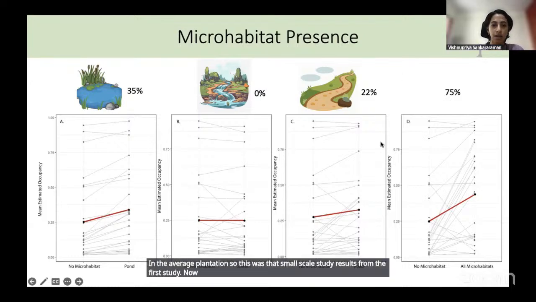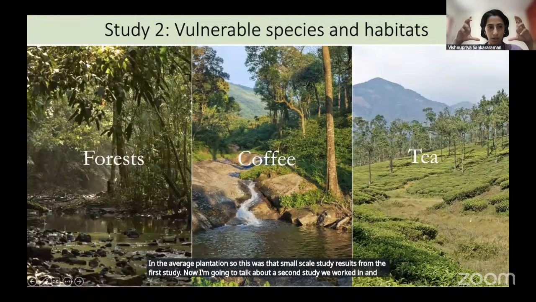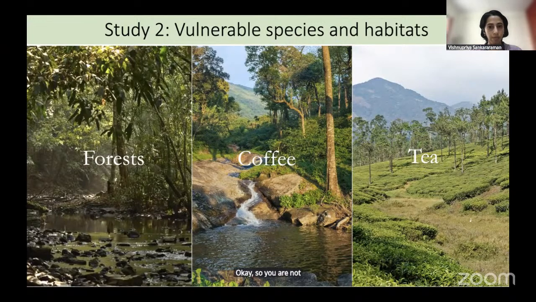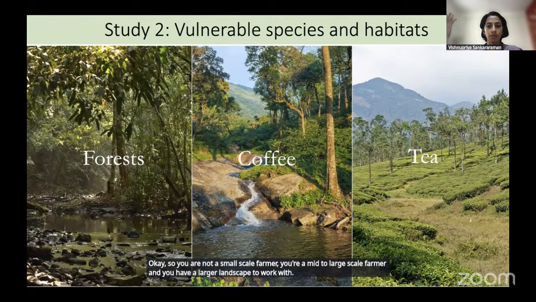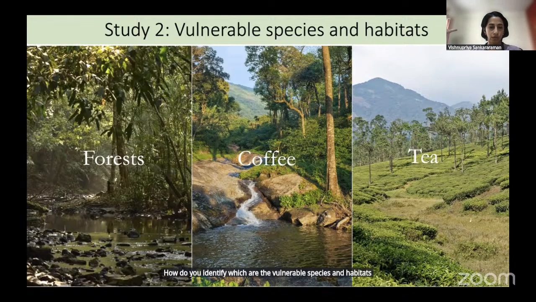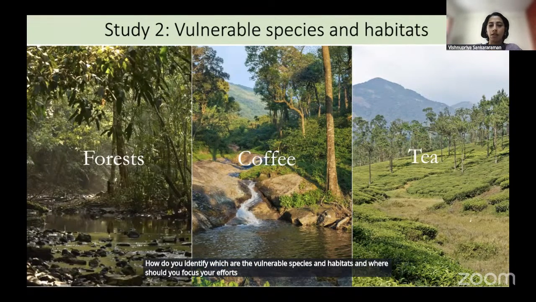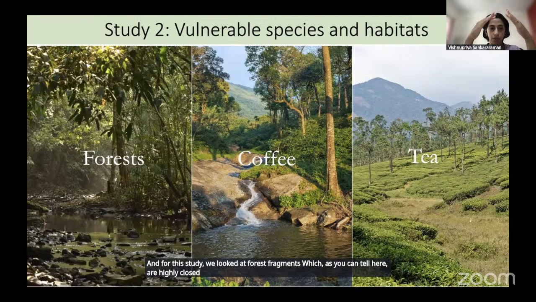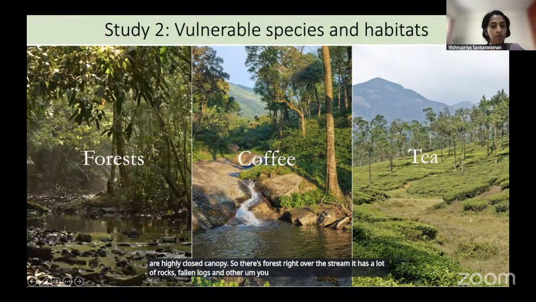Now I'm going to talk about a second study we worked in, and this is slightly at a wider scale, which is to look at, okay, so you're not a small scale farmer, you're a mid to large scale farmer, and you have a larger landscape to work with. How do you identify which are the vulnerable species and habitats, and where should you focus your conservation efforts in that landscape? And for this study, we looked at forest fragments, which, as you can tell here, are highly closed canopy. So there's forest right over the stream. It has a lot of rocks, fallen logs, and other microhabitats in the stream itself.